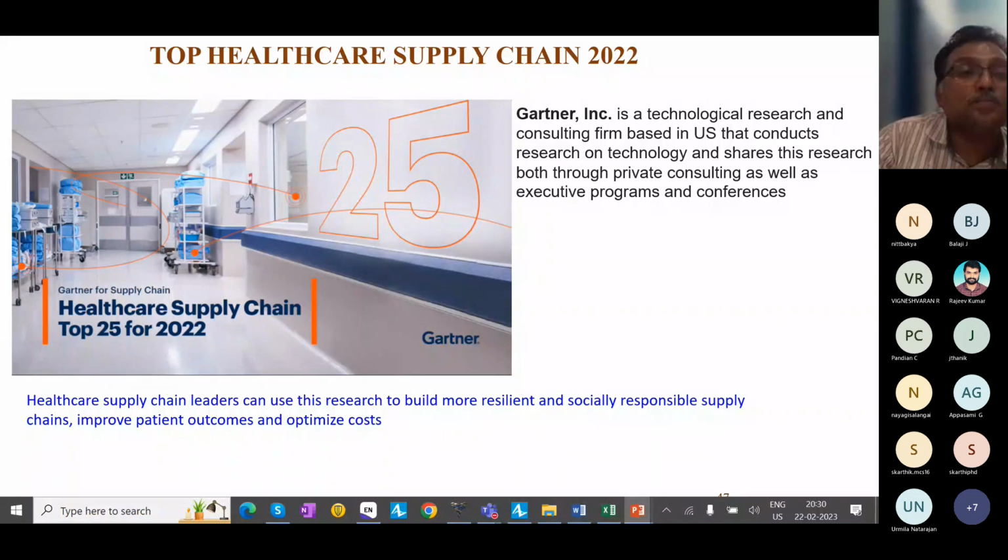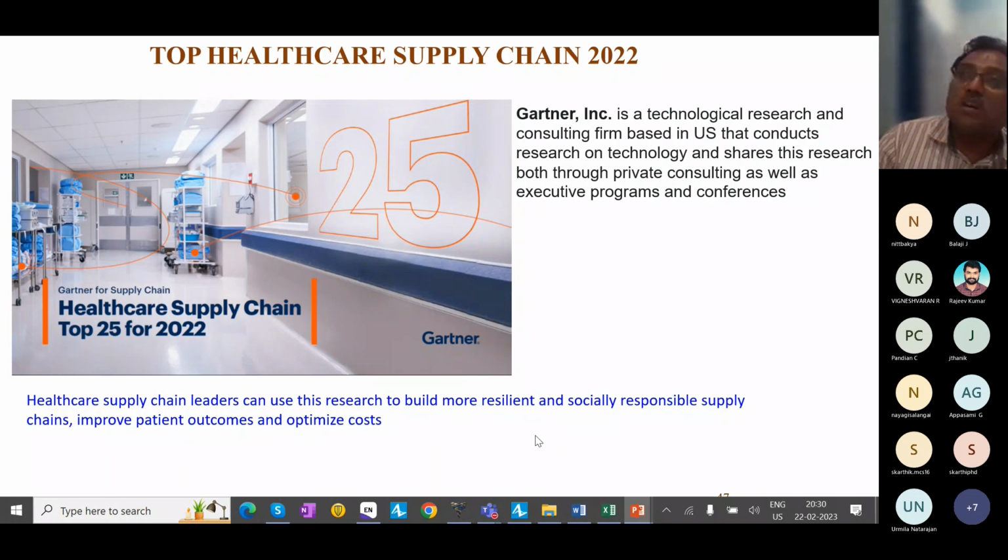There is an agency called Gartner. Gartner is a consulting firm based in the US. They do extensive surveys and report who are the top 25 in supply chain. You can just refer to the survey. They have a separate survey for supply chain and a separate survey for healthcare supply chain. I am just projecting only healthcare supply chain here, right? So healthcare supply chain leaders can refer to this research report to build a resilient and socially responsible supply chain.